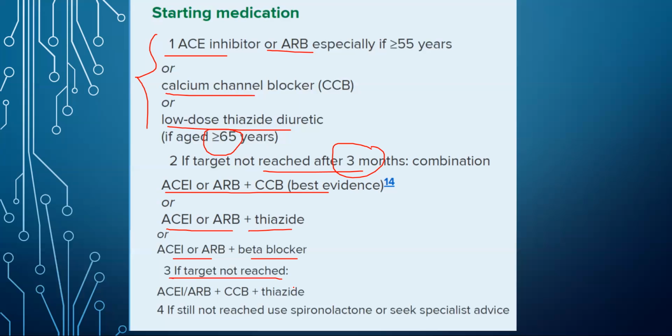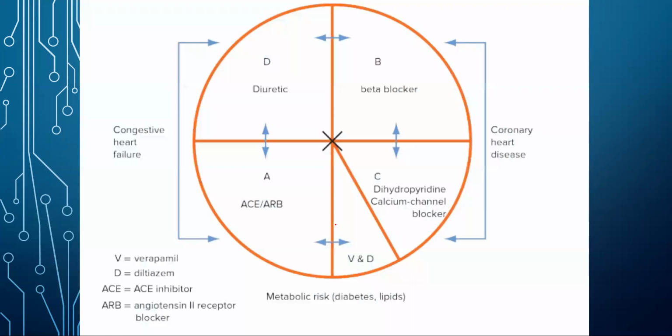Even after that, if the target is not reached, then a three-medication combination of ACE inhibitor, calcium channel blocker, and thiazide will be your choice. Even after that, if there is no improvement, then you can use spironolactone or seek specialist advice. Okay, so that's the management of hypertension.